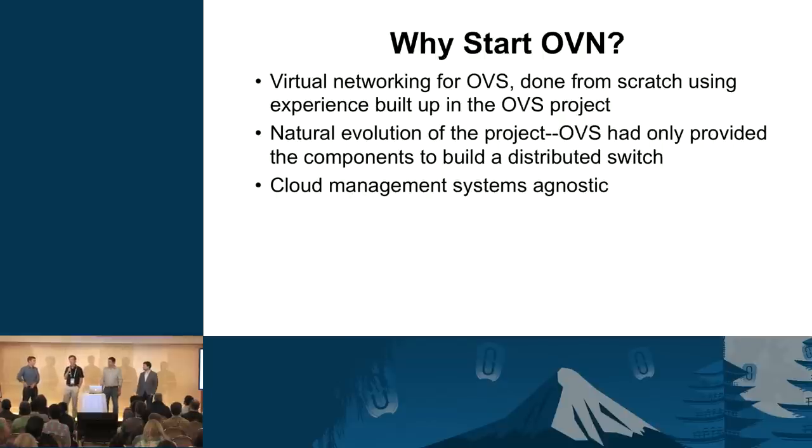In addition, we felt like it was a natural evolution of Open vSwitch. Open vSwitch, up to this point, had only implemented some pretty low-level abstractions. You could build other things on top of it, but we hadn't actually done that. And over the years, we'd had a lot of people ask us, where's the rest of it? Where's this distributed switch? We felt like it was time to start building that. The other thing is that the existing Open vSwitch integration in Neutron was pretty tied to Neutron, and we felt like it made sense to have something a little more separable, so that you could apply it to other cloud management systems as well.